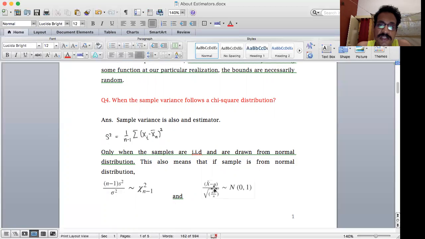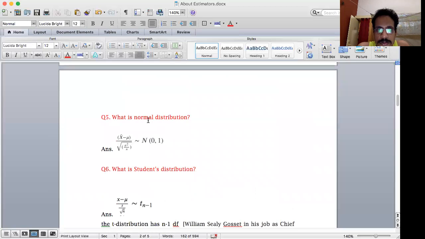Okay, what is this x bar minus mu upon that? This is basically z, the standard normal z, right? And what is the normal distribution? So the normal distribution means (x bar minus mu) upon the square root of sigma square upon n has a mean of 0 and a variance of 1.